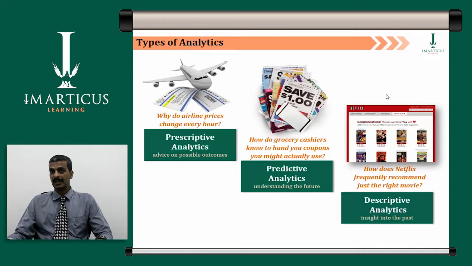Then comes descriptive analytics. Again, we have a scenario here: how does Netflix frequently recommend just the right movie? Based on your download pattern and the movies that you have seen in the past, the website understands the category of movie that you watch every time, and suggests movies that you haven't downloaded or seen yet, pushing you toward those particular movies. Here they use descriptive analytics. They can understand the past patterns and suggest certain movies that come in your category of choice. Thank you very much.